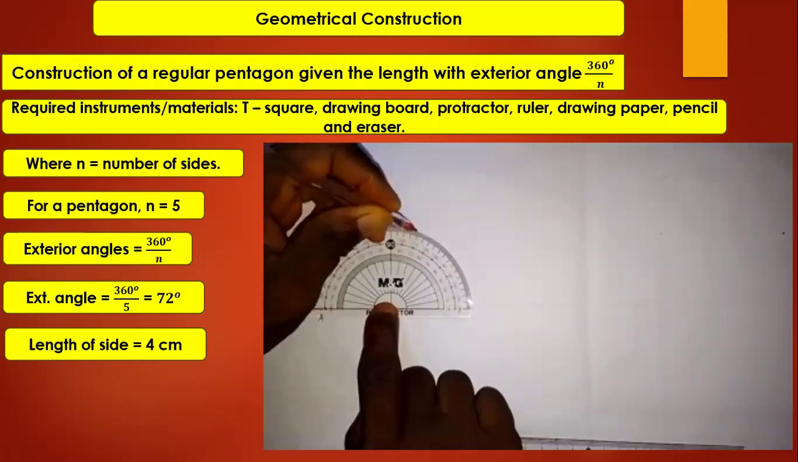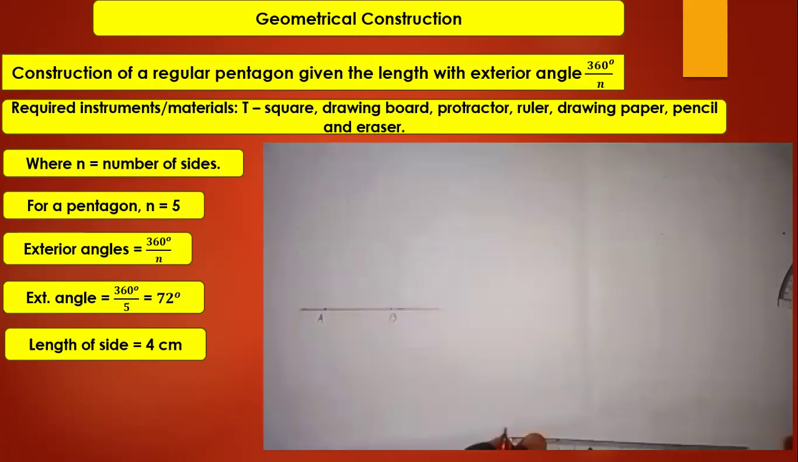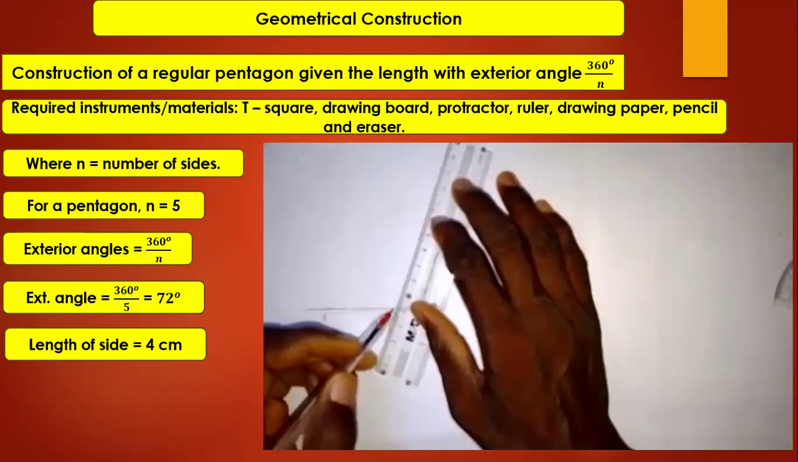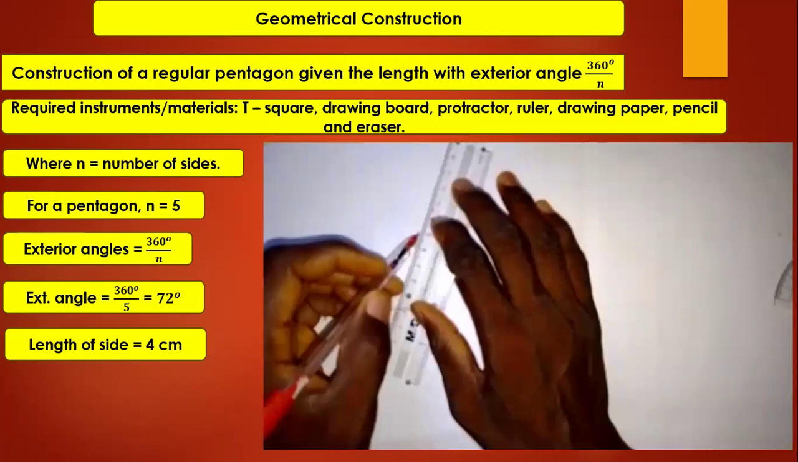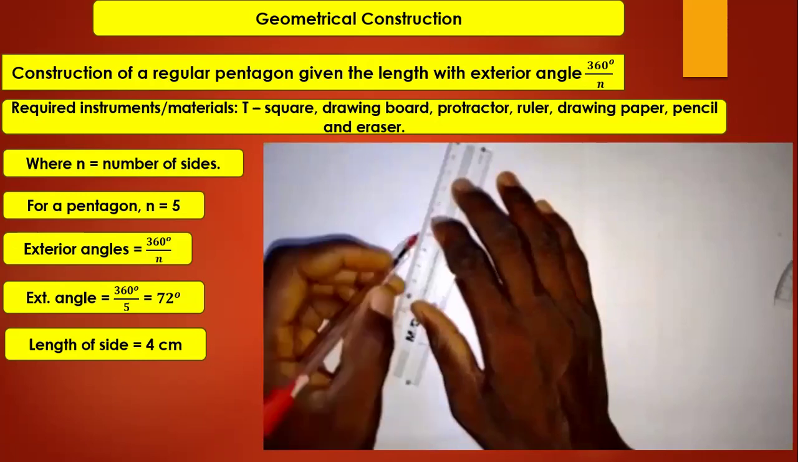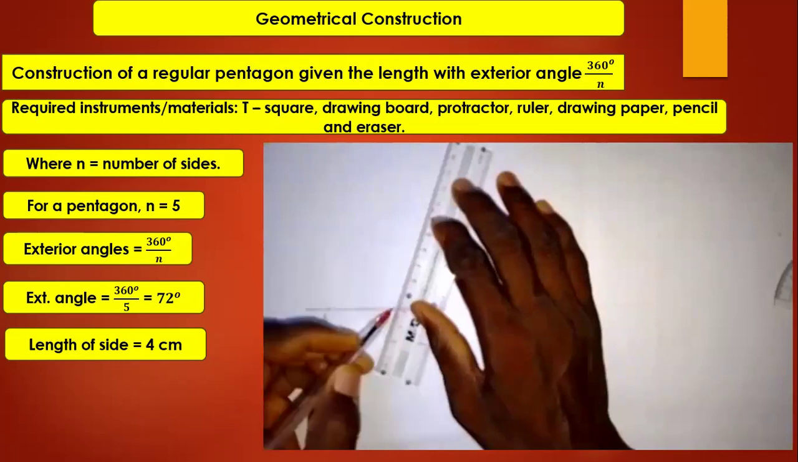Okay, so the next thing we're going to do is, from this point B, I'm going to draw a line. Make sure you can see this point here. I can see this point B here. I can see the point that I put on the paper here. So I'm going to draw a line like this.